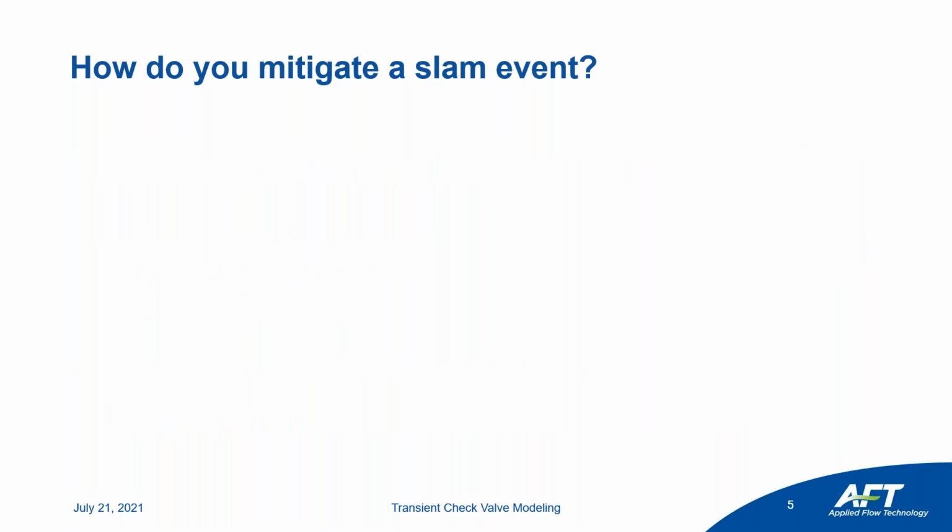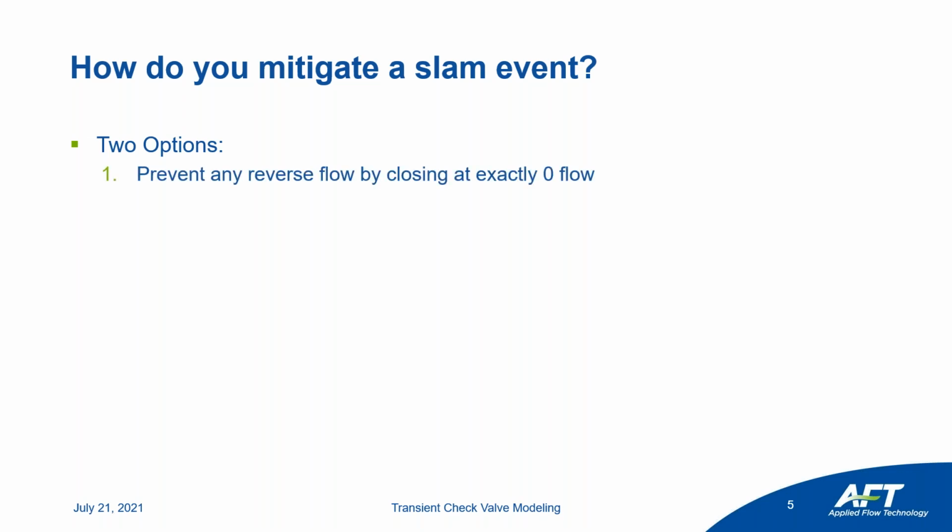So now that we know what check valve slam is, we understand what check valves are and the slam event, or the high pressure rise due to sudden stoppage of reverse flow, what are some approaches we can take to mitigate that slam event? In my book, I think there's really two options, and in reality, every solution is going to fall somewhere between these two options. The first option is to prevent any reverse flow by closing at exactly zero flow.